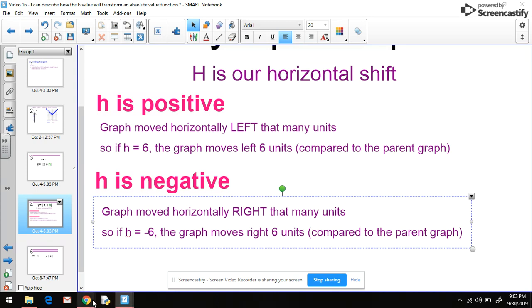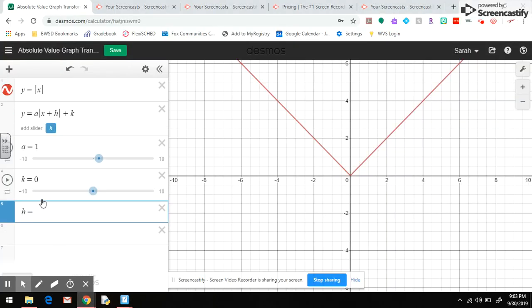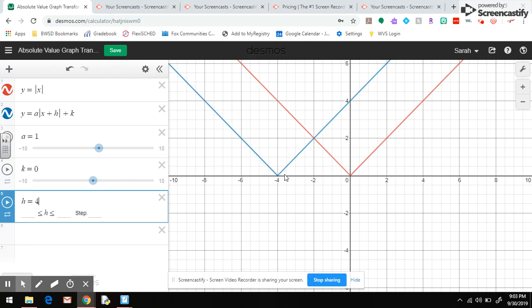So just to reiterate, when h is a positive number, like say +4, the graph moves in the negative x direction 4 units. So that's to the left 4 units. If h is -4, it moves towards the +4, so to the right 4 units. So that h value tells us our horizontal shift. Remember, then the k value told us our vertical shift. So these two together tell us how that absolute value graph actually moves around the coordinate plane.